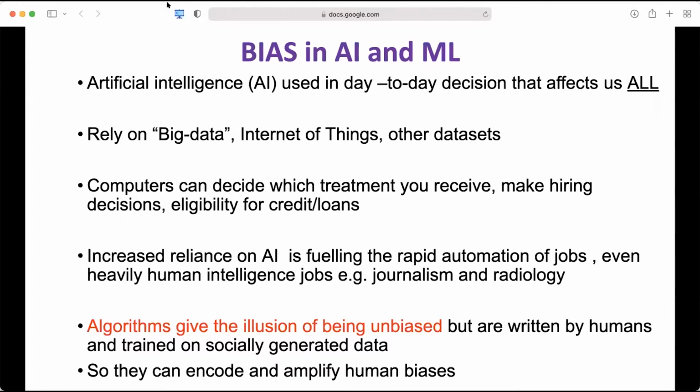So the increased reliance on AI is fueling rapid automation of jobs. And in fact, it is projected that about 2025, which is very close, we'll see a lot of human jobs replaced by AI. But what is important to note is that most of these algorithms, most of the AI is supported by several algorithms, and the algorithms may give the illusion of being unbiased because they are written by humans and definitely trained on socially generated data. And in a way, they encode and amplify human biases as they are being developed.